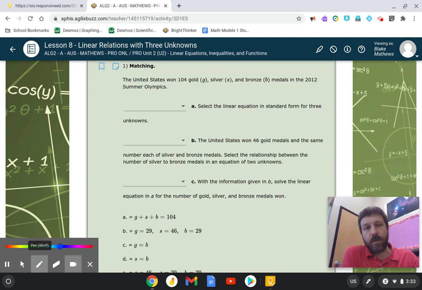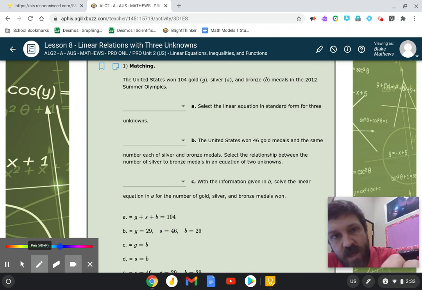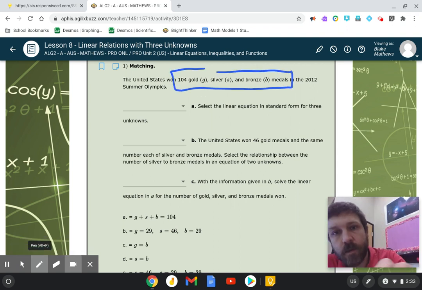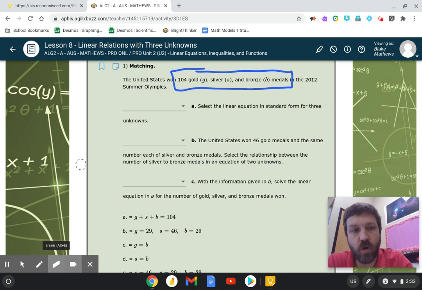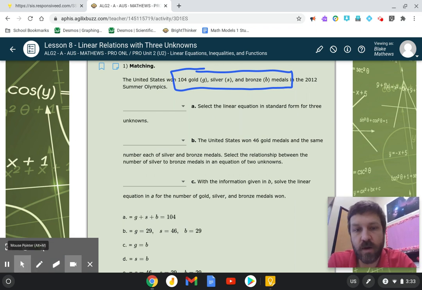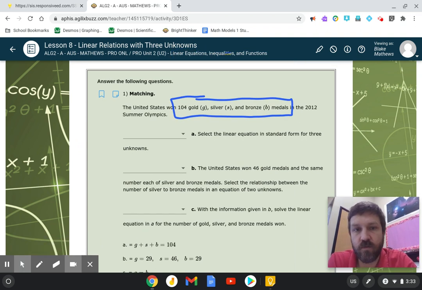For instance, in this first problem, the United States won 104 gold, silver, and bronze medals in the 2012 Summer Olympics. Then it says, select the linear equation in standard form for three unknowns. In other words, take this statement and write an equation for it. If you take a moment to think about it, you'll realize that we're dealing with a total. So this problem is saying that the total number of gold, silver, and bronze medals is equal to 104.